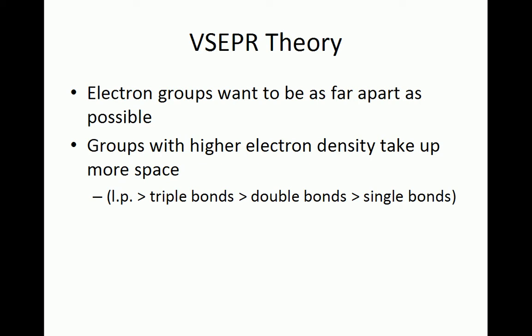Also, electron groups with higher electron density require more space, meaning that lone pairs take up the most space, followed by triple bonds, then double bonds, and finally single bonds.